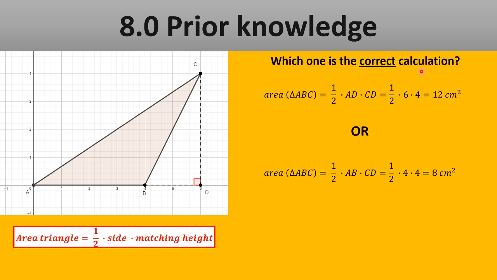So this is a copy-paste of a slide from chapter 2 when we talked about calculating areas of triangles. And then I asked you the same question. If I want to calculate the area of this triangle right here, what is the correct calculation? A half times sides AB times matching height CD, or a half times AD times matching height CD? Which one is correct? So the difference is, do I use the length of AB, or do I use the length of AD?